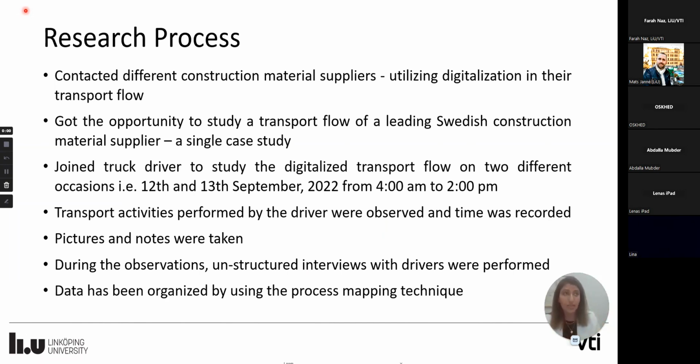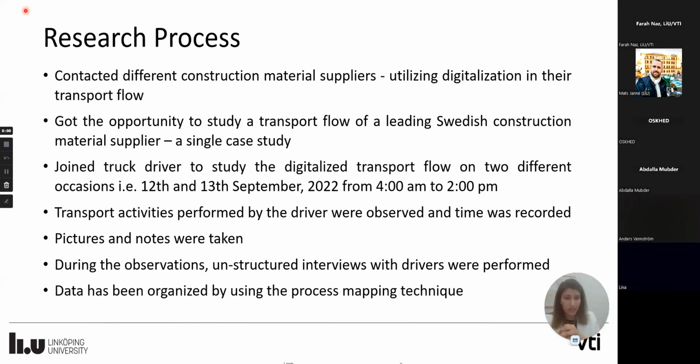So in order to fulfill this purpose, I contacted different construction material suppliers who were utilizing digitalization in their transport flow. And luckily, I got the opportunity to study the transport flow of a leading Swedish construction material supplier. So basically, this research is a single case study. And I joined the truck drivers to study their digitalized transport flow on 2 different occasions. In September last year, I did this data collection, and I joined them for a full day, for the time that they were working.